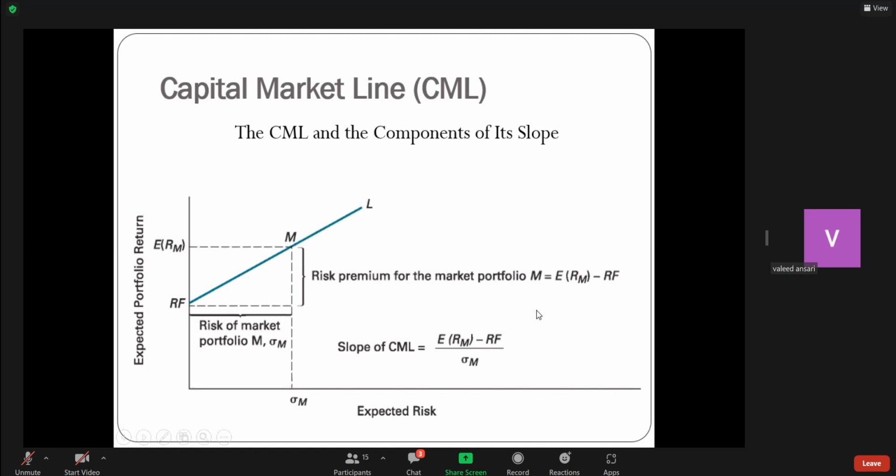Now, this is the same thing which we had done earlier in the beginning. Here is the risk-free rate, and you know it is risk-free, that is, the variability is 0. Then there is expected risk. This is M. M is the market portfolio. I will explain what I mean by market portfolio, which is very central to the CAPM.